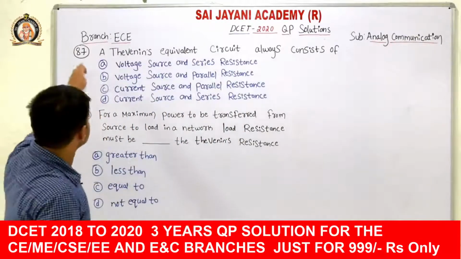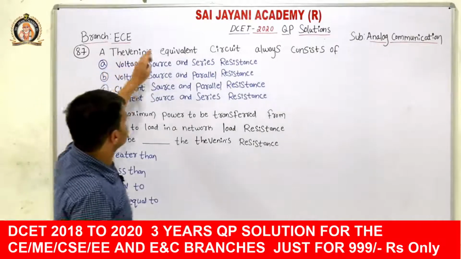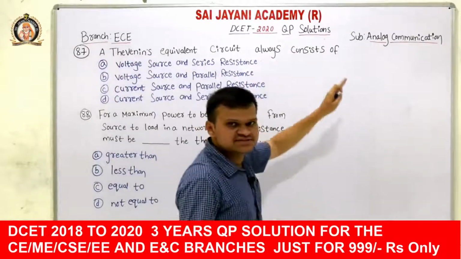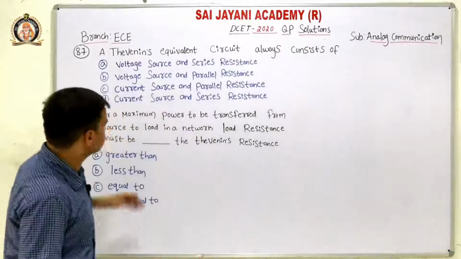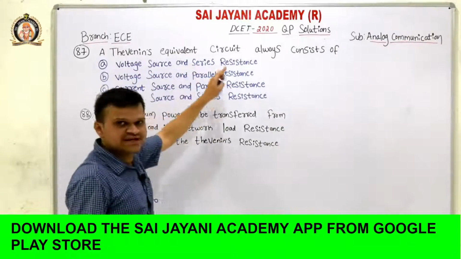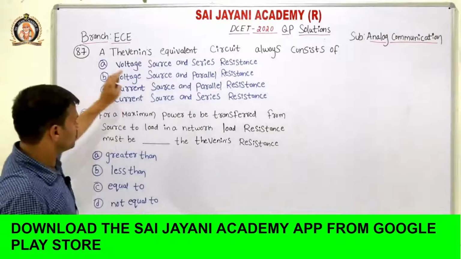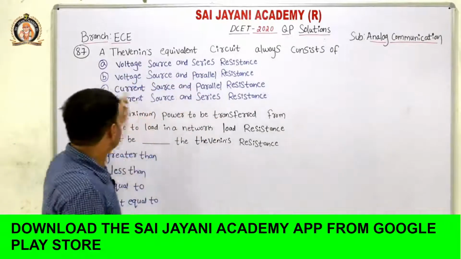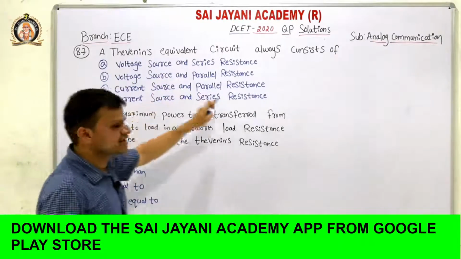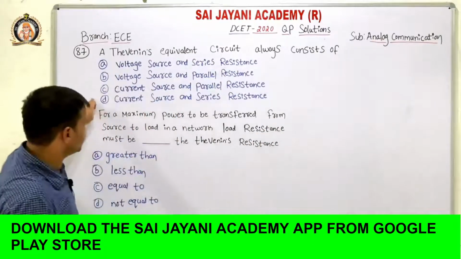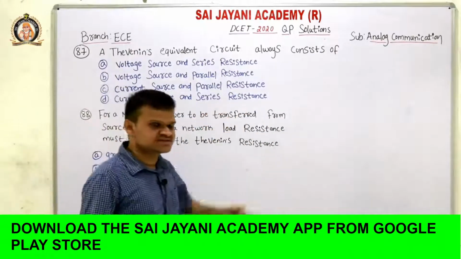In that, the question number 87. A Thevenin's equivalent circuit always consists of. They have 4 options. Option A, voltage source and a series resistance. Option B, voltage source and a parallel resistance. And the option C, current source and a parallel resistance. And the option D, current source and a series resistance.